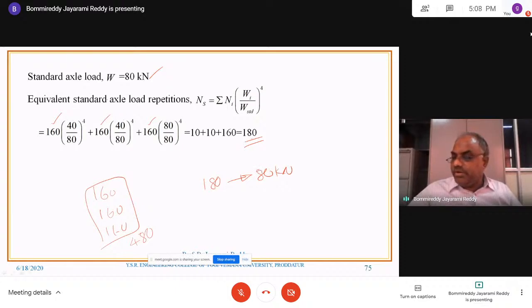So equivalent standard axle load repetitions means, as per the given data, 480 axles are moving. That effect is the same as that of 180 axles moving with a standard axle load of 80 kilonewtons.